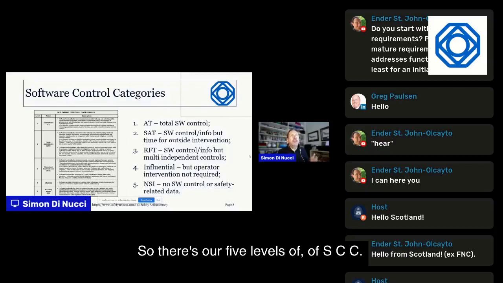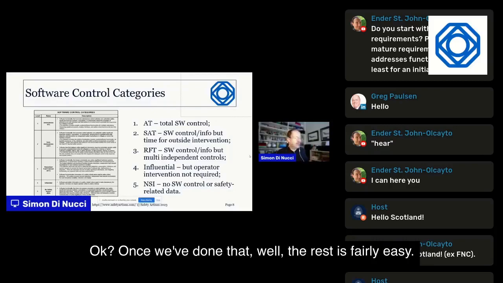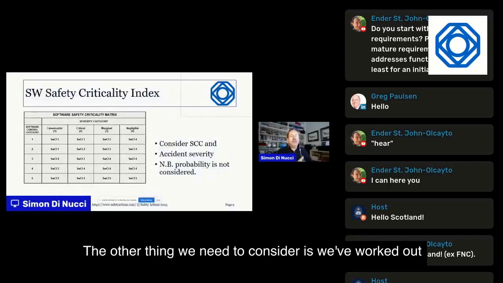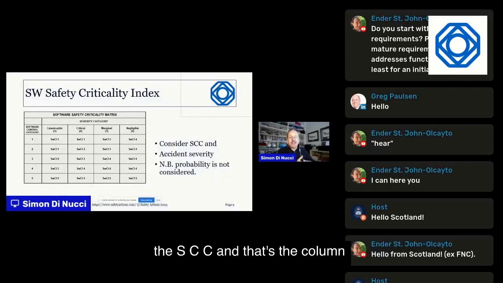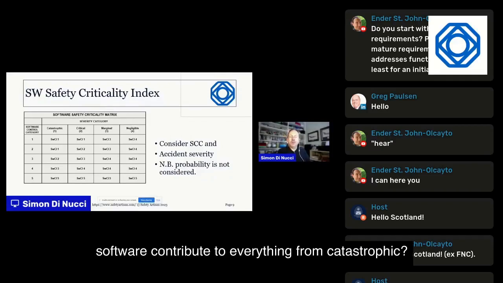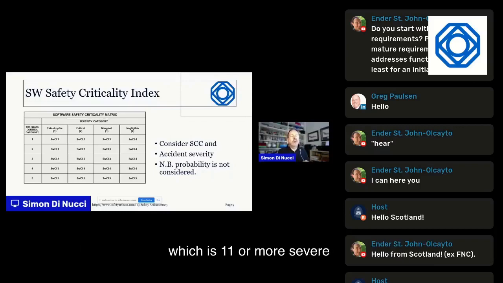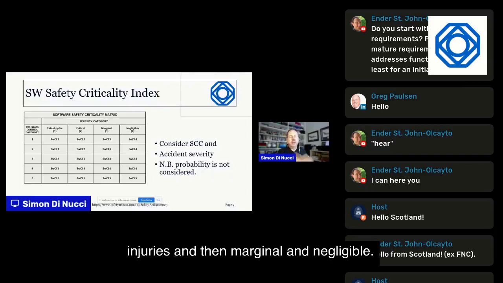So there's our five levels of SCC, and I've spent some time talking about that because that's the most difficult bit to do. Once we've done that well, the rest is fairly easy. The other thing we need to consider, as we've worked out the SCC, and that's the column on the left, is what severity of accident the software could contribute to. Everything from catastrophic, which in 882 is one death, right through to critical, which is one or more severe injuries, and then marginal and negligible.